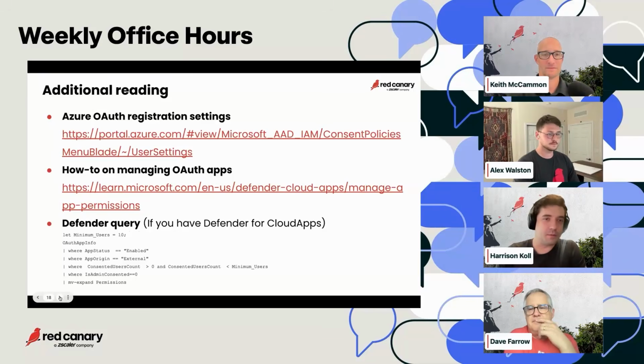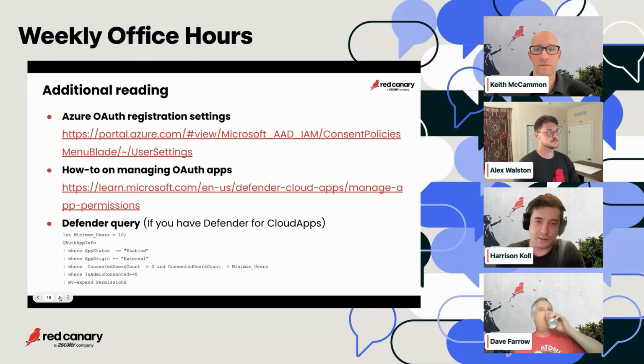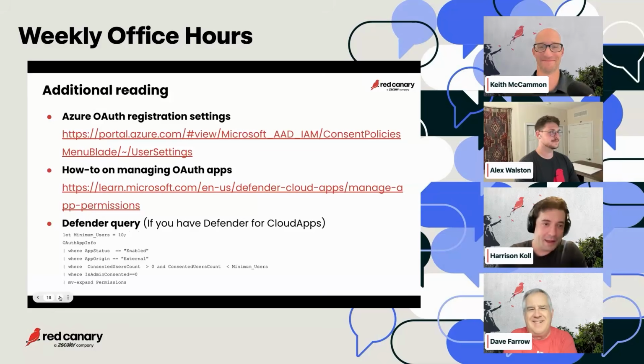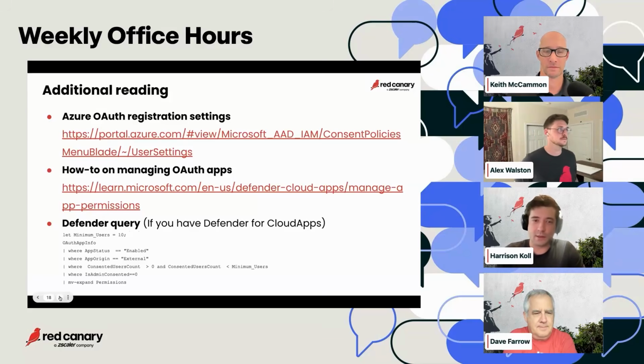Yeah, so again, to get to your OAuth registration settings, that's the first link there. The second one is a how-to that Microsoft has written up on managing cloud applications. I would suggest going through that. It provides some great information. Not all Microsoft docs are bad anymore, I think the trend is shifting. Anyway, there's also a Defender query here that we have selected. You can modify this to fit your environment, but you will need Defender for Cloud Apps for this to work, and the OAuth app information table.